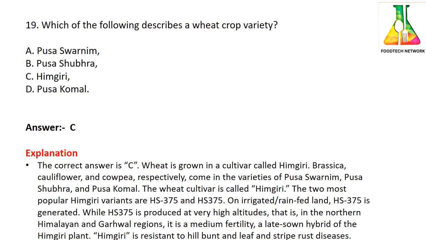The two most popular Himgiri variants are HS375 and HS375 on irrigated and rain-fed land. HS375 is generated, while HS375 is produced at very high altitude, that is in the northern part of the Himalayas and Garhwal regions, and it is the medium fertility and late sown hybrid of the Himgiri plant. Himgiri is resistant to hill bunt and leaf and stripe rust diseases.